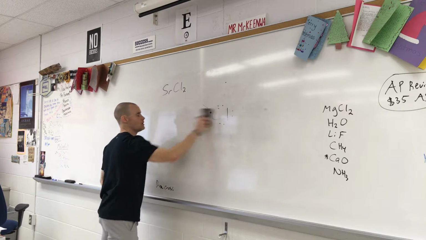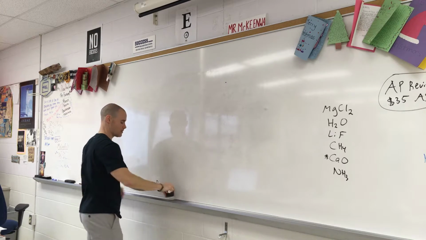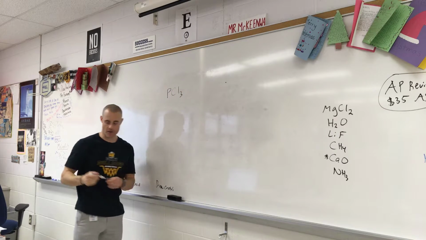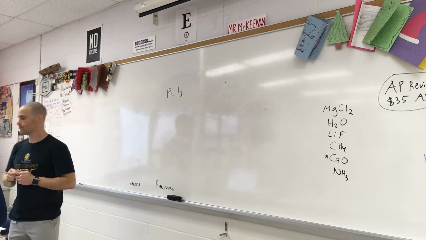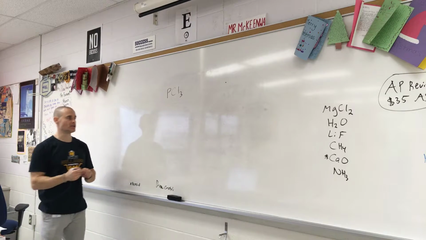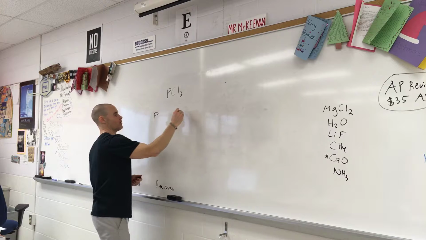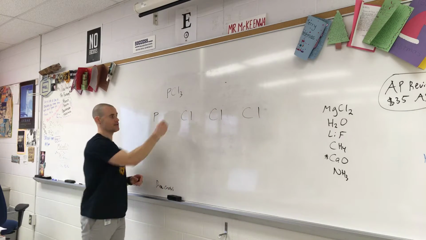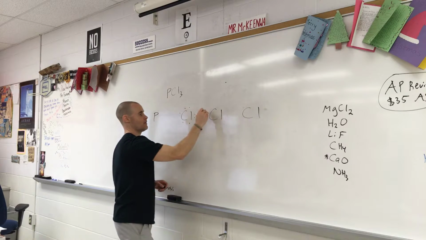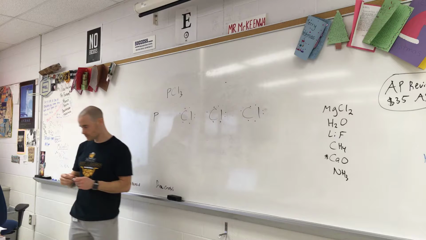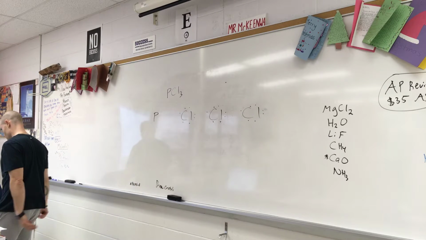Next, we're going to do a covalent. So we'll keep Cl going here, PCl3. We're going to do all four of these by themselves. Cl is the same, 1, 2, 3, 4, 5, 6, 7. So go ahead and just do those real quick. You have 3 Cl's, each with 7 dots.